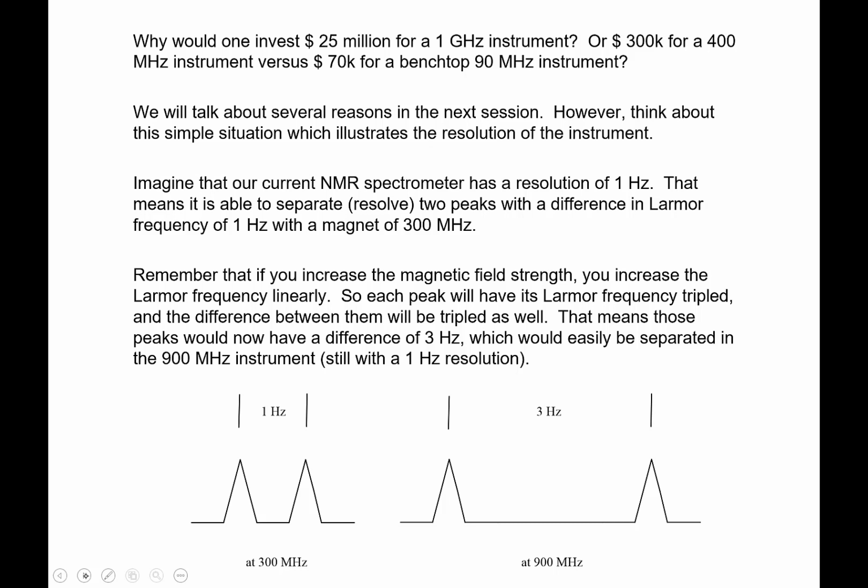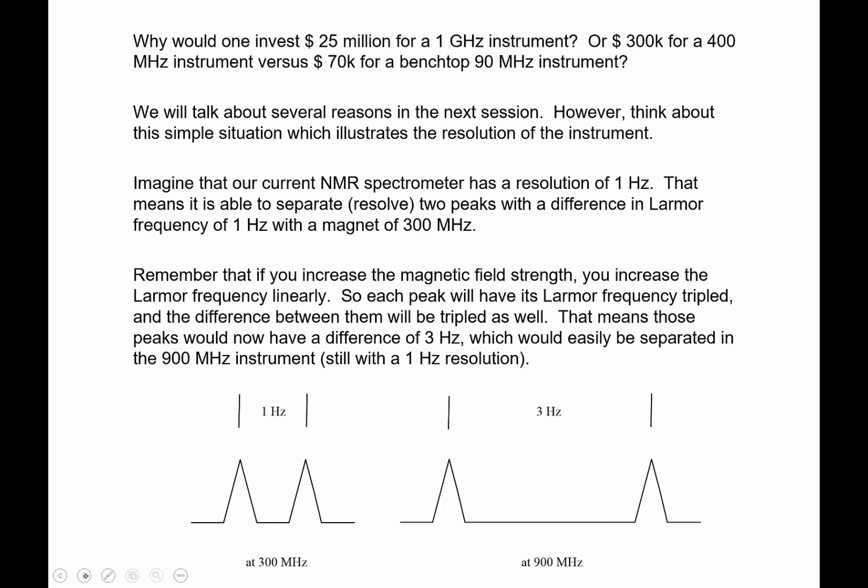So you can detect at least a hertz out of 300 megahertz of applied frequency. Let's say that's the best you could do. Well, if you go to a 900 megahertz instrument, the frequencies have tripled in both cases, so the difference has tripled. And if your electronics can separate two peaks that are hertz apart, those two peaks that were just barely separable are now easily separable in the frequency.